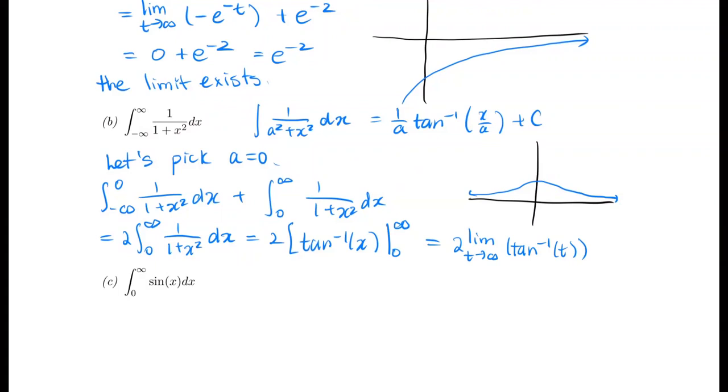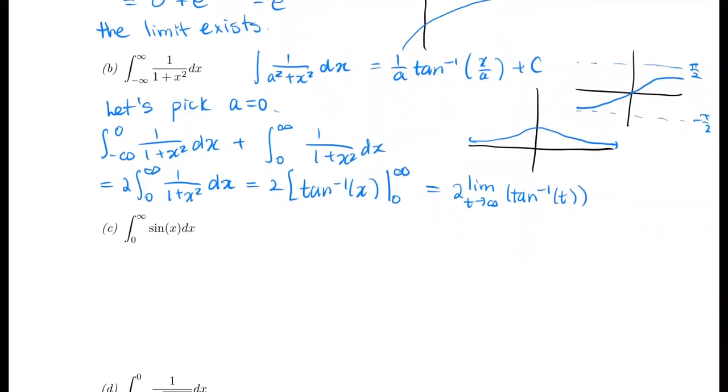This value is going to approach pi over 2, because the graph of tan inverse looks something like this, and there are two horizontal asymptotes at pi over 2 and negative pi over 2. So as t approaches infinity, it approaches pi over 2. That means we would just have 2 times pi over 2, which equals pi. So the limit exists, and the integral here converges.